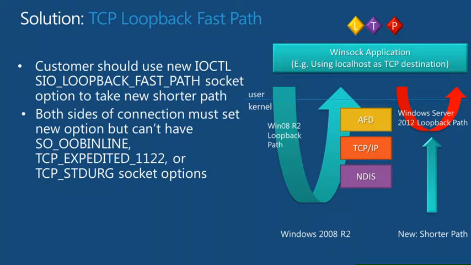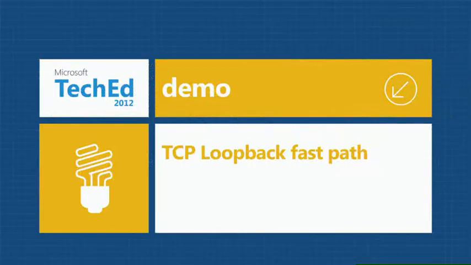So if you are a developer and you want to make use of it, you have to set the loopback fastpath ioctl in your code. If you don't set it, it'll still take the old longer path. If you set it on both sides of the process, then this feature is available to you. So let's look at a video for this.